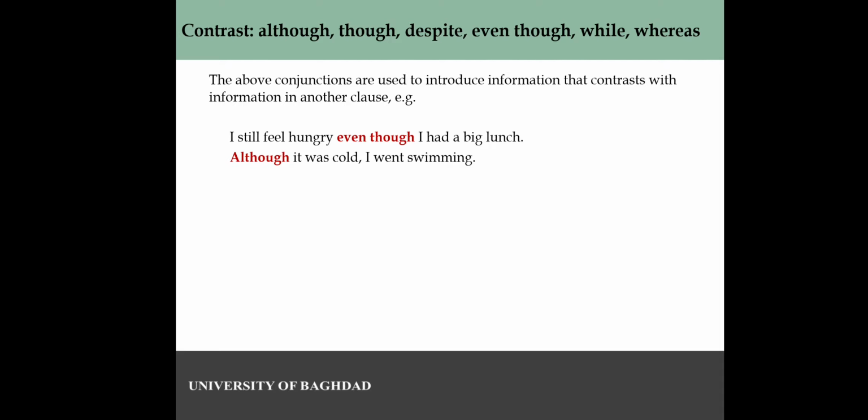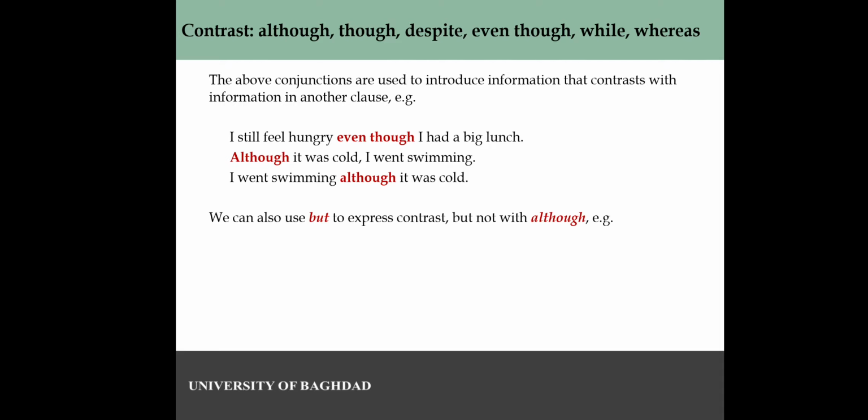As you see, I put the adverbial clause, although it was cold, at the beginning of the sentence, and then we inserted a comma. I can also say this sentence in this way: I went swimming, although it was cold. So I place the adverbial clause after the main clause.